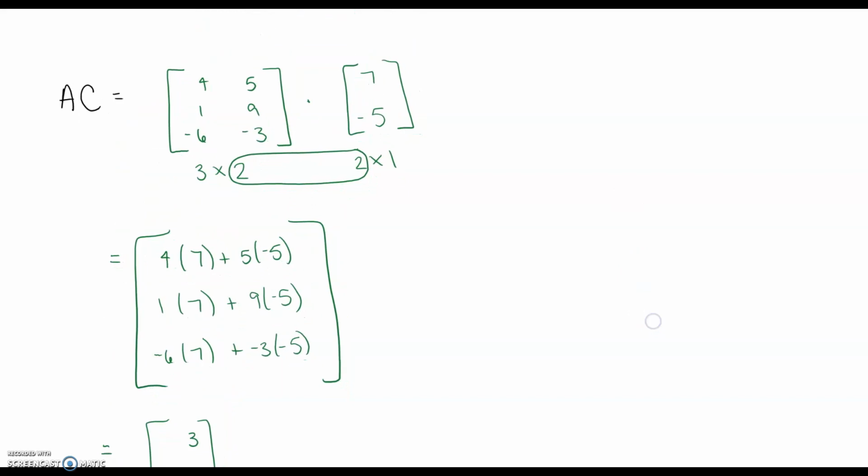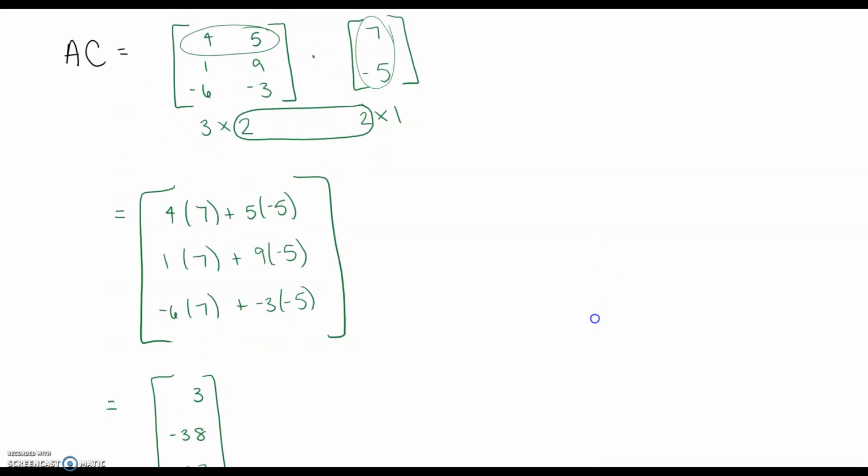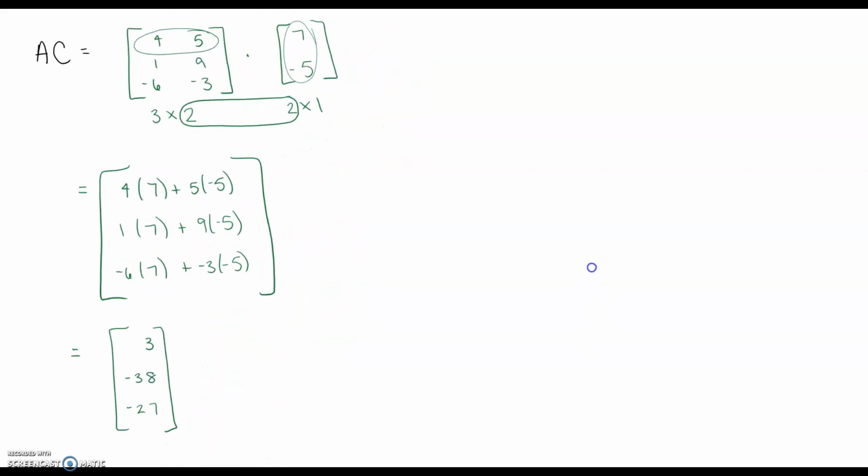So that's it. Just make sure that you multiply the right way and follow that pattern of row times column. All right, so don't forget about flex time this week if you have any questions, and work on your homework.